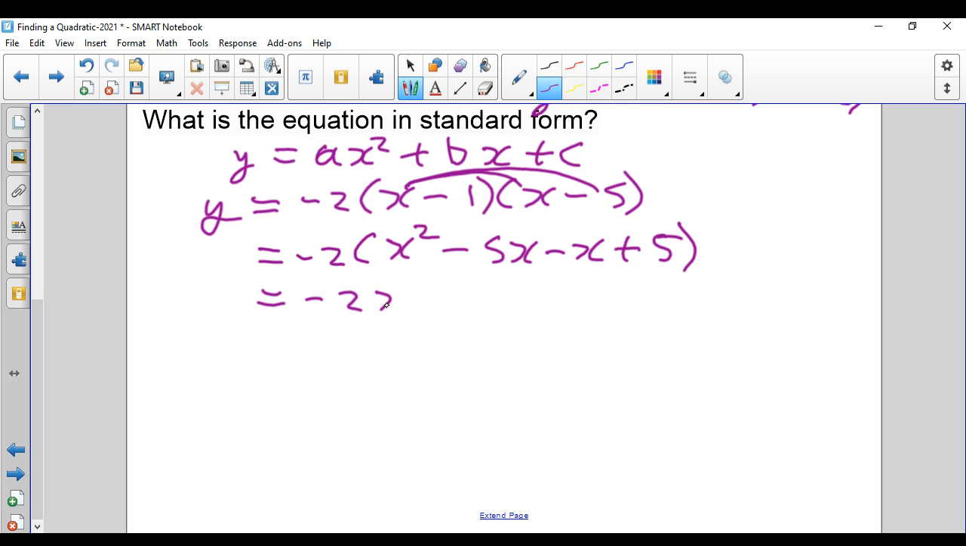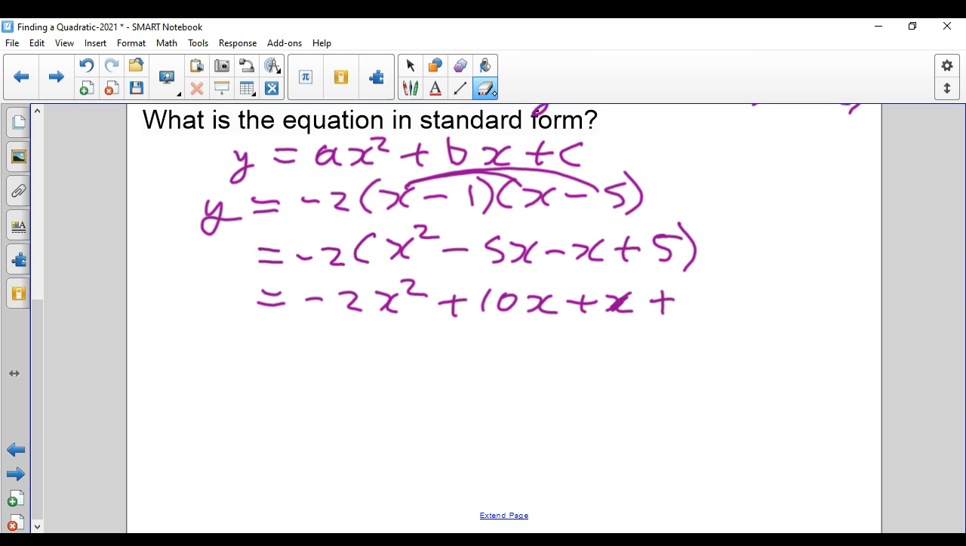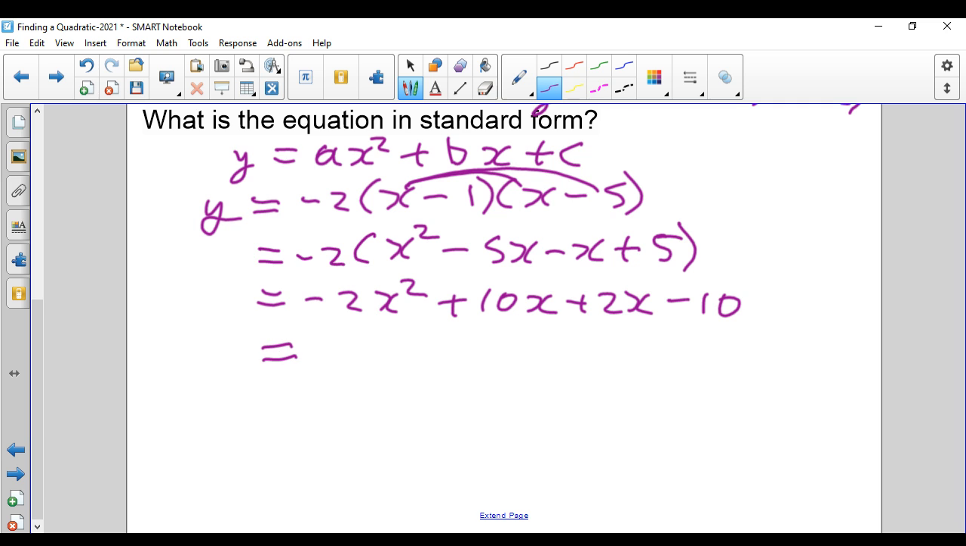So minus 2x squared plus 10x plus... Oh, I'm not writing that right at all. That's plus 2x. Let me quickly correct that. All right. So it's the minus 2 times the minus 5, which is a plus 10x. Okay, that part's right. And then we're multiplying the minus 2 times the minus x, so that would be plus 2x. And then, of course, the minus 2 times the 5, which is minus 10. And a little bit of tidying up now. So minus 2x squared plus 12x minus 10 would be our standard form.